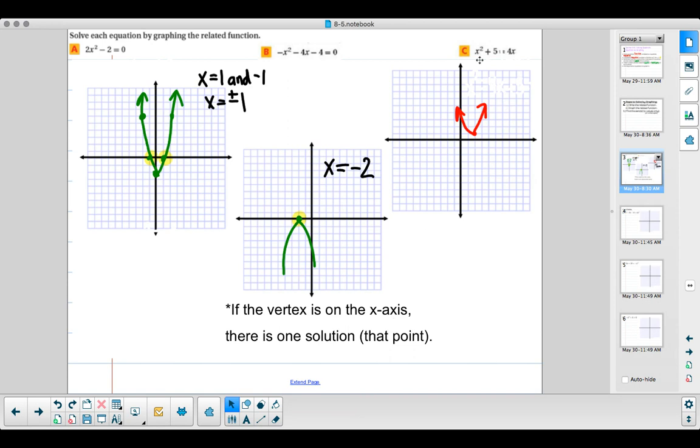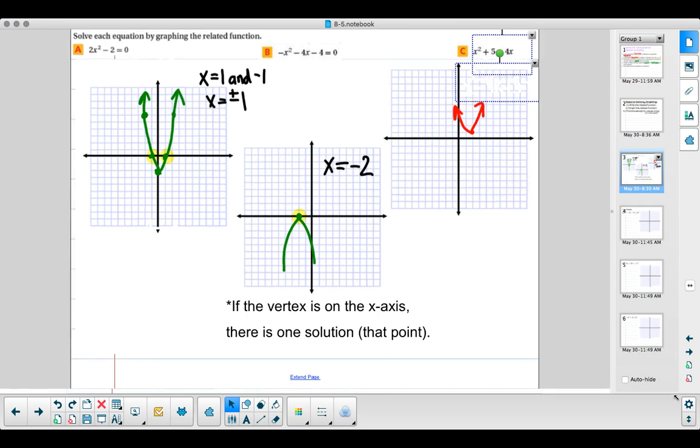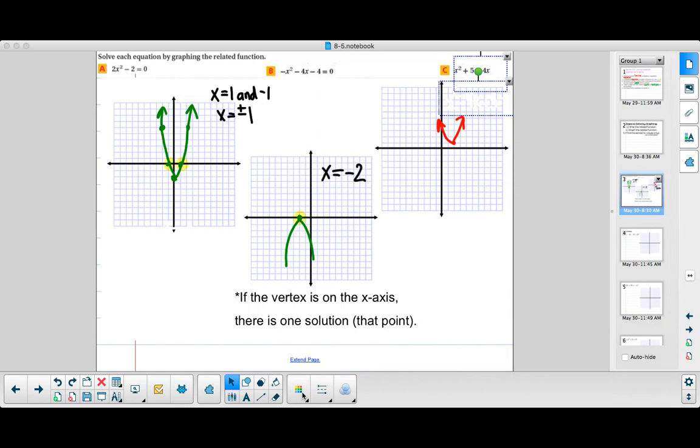The last example is x squared plus 5 equals 4x. The problem with this example is that it's actually not in the form set equal to 0. So what you have to do is actually rearrange the equation, like a literal equation. So you have to minus 4x from both sides. That gives you x squared minus 4x plus 5 equals 0.